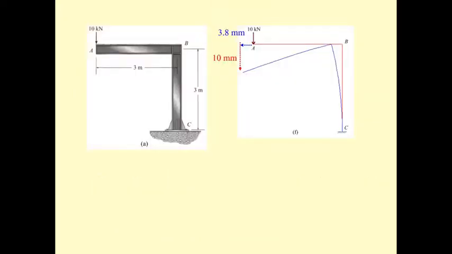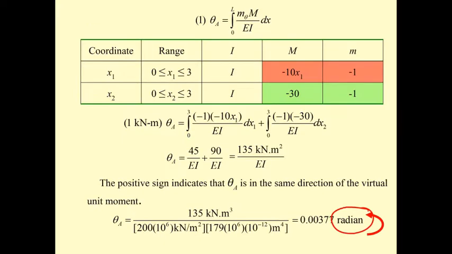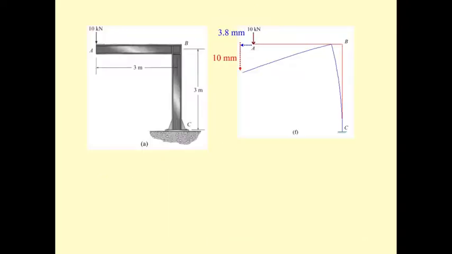And finally, you got this: 0.003773, like this. And now you have this is theta A. This is the deflection at point A, horizontal. Deflection at point A, vertical. And now the deflection at point C, horizontal, equals the deflection at point C, vertical, equals theta sub C, equal to 0. That is the boundary condition.